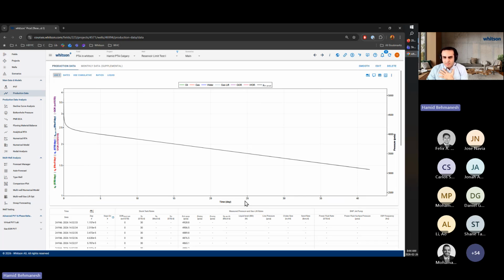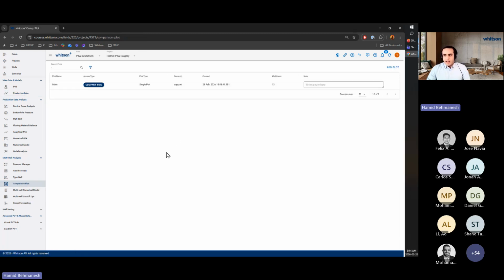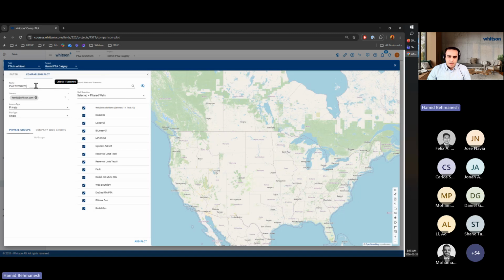This is actually the Cartesian plot, but if you go to the comparison plot, you can find it over here. If we click on the comparison plot, and on the top right, add a plot and name the plot so you can identify it later as well. I'm going to name my plot HB. The two wells that we are interested in are reservoir limit test 1 and reservoir limit test 2. For this one, we probably need to do PTA, PVT as well. But for now, we're going to add these two and click on add plot.